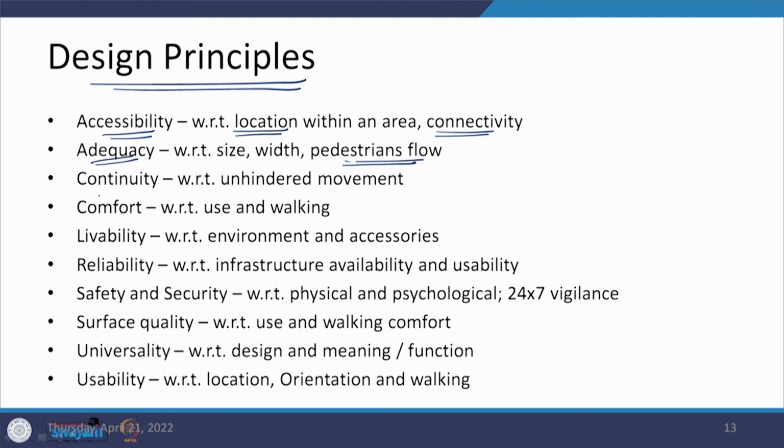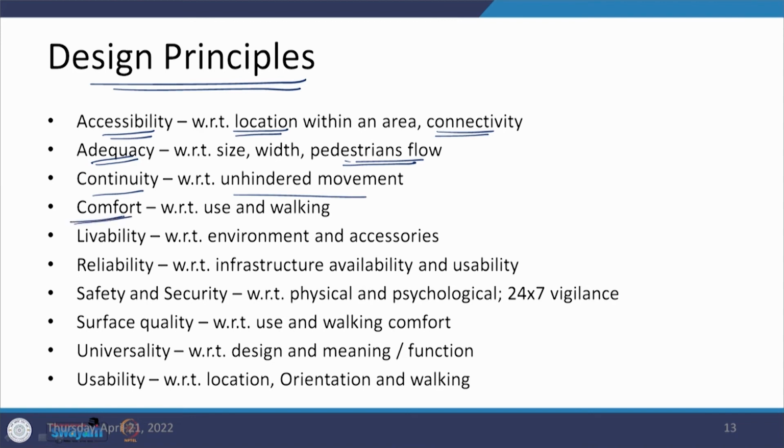Then another point can be the continuity of the facility. If the facility is not continuous, as we have seen in the previous one where we were talking about the walking network, if that sort of a network is not there and the facility which is being provided is sort of piecemeal, in some areas it is there, in some areas it is not there, then probably the people are not going to use it. So, what we need to have is an unhindered movement, and people can keep moving all along.